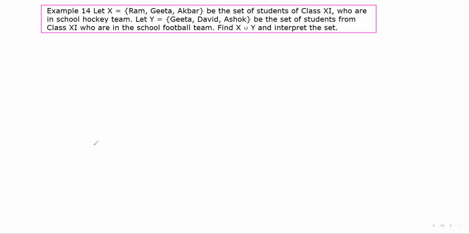X is a set of three elements. Y is the set of students in class 11 who are in the school hockey team, again 3 elements. Find X union Y. So again, X union Y, we mention all the elements of set X.